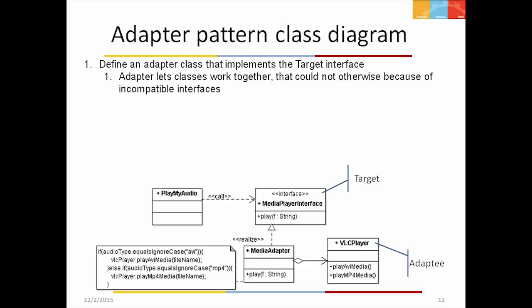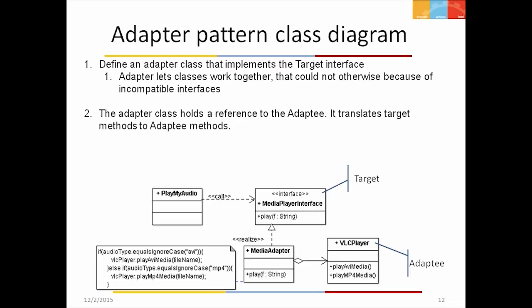So the main benefit is that adapter lets different classes work together, like Play My Audio and VLC Player, that could not otherwise work because of incompatible interface. Like Play My Audio and VLC Player would not be able to really interact with each other because of incompatible interface if there is no media adapter. So adapter class holds a reference to the adaptee, otherwise it really cannot pass the request.